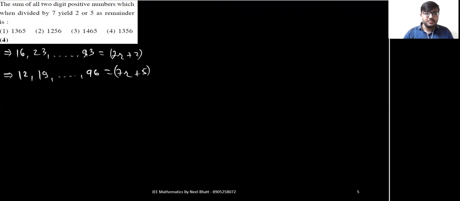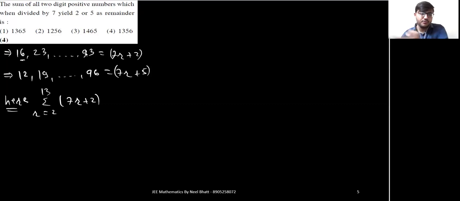So what do we want to find out? We want to find the sum of them. First, let's talk about the summation for r equals 2 to 13 of 7r plus 2. Just check: when I put r equals 2, it will be 14 plus 2, which is 16. And when we put r equals 13, 7 into 13 is 91 plus 2, which is 93. So as we put all the values of r from 2, 3, 4 up to 13, we get all these numbers whose sum we want to find.